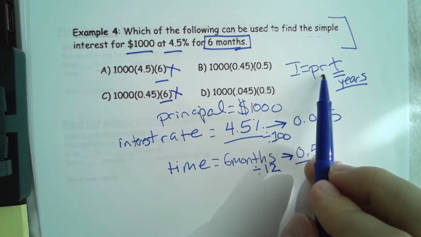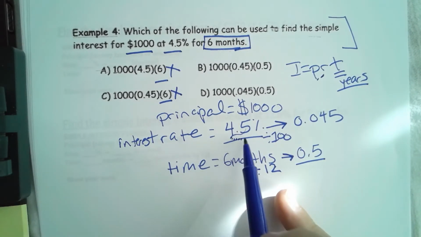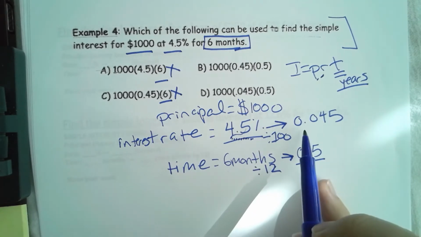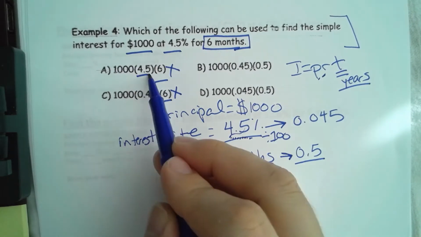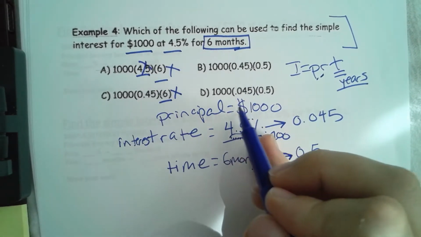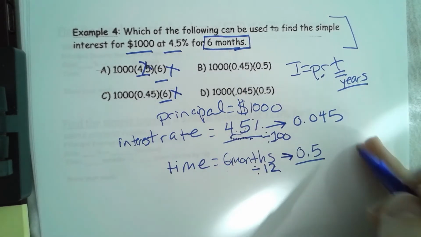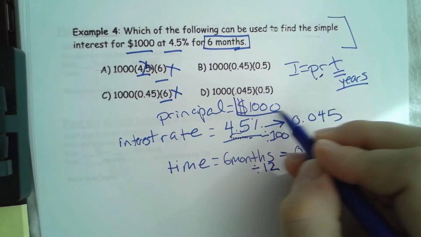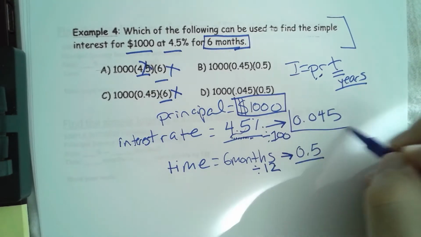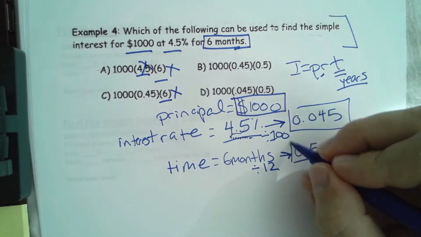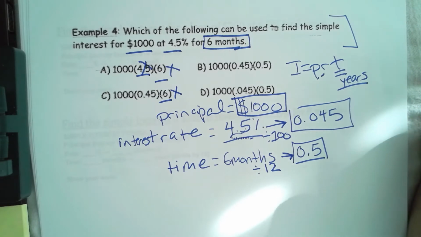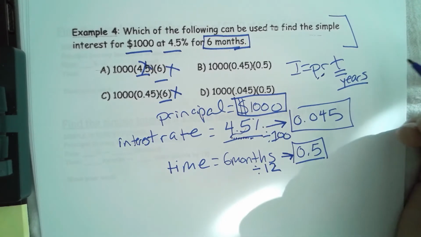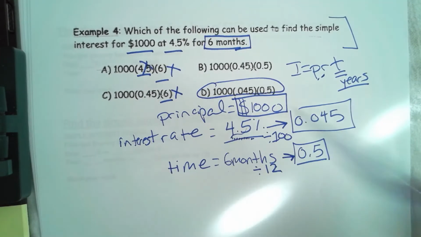For our interest rate, I don't do 4.5%. I use the decimal. So this is wrong. So let's look at this information. I need to do 1,000, 0.045, and 0.5. The correct answer for this one would be D.